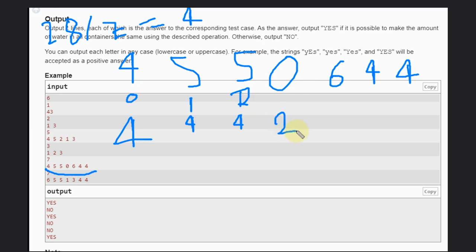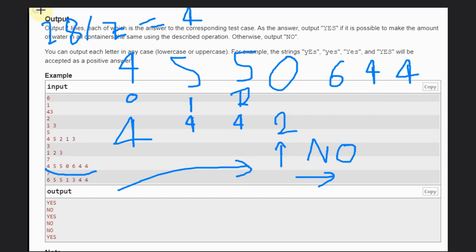So at this point we can decide it is not possible to fill. Are you getting it? We can decide easily that it is not possible, because we have only 2 units of water from previous containers and we need 4. That is impossible to fill, right? That's why our answer is no here.